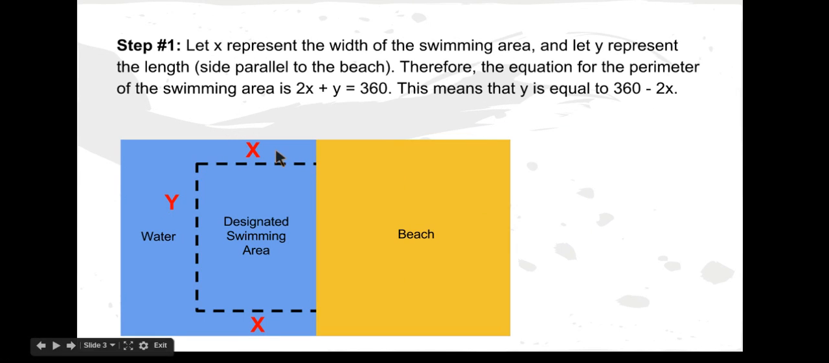So, to begin with, let's have x represent the width of the swimming area and let y represent the length, which is the side parallel to the beach. This gives us an equation of 2x plus y equals 360. Rearranging this equation for the value of y, we get that y equals 360 minus 2x.